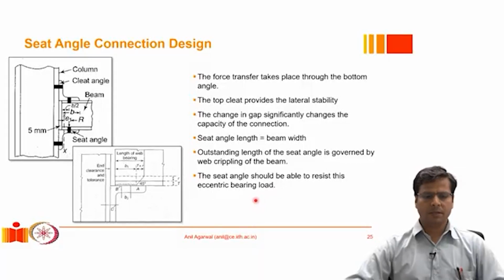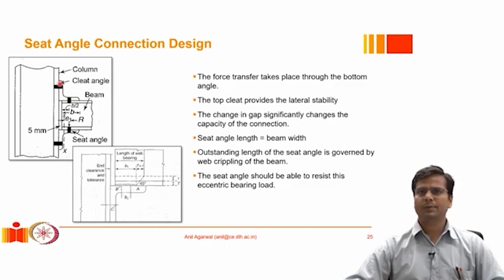So we have just seen how to design a double angle connection including the effect of eccentricities. Now let's also do one example wherein we will solve a simple connection which uses a seat angle. As we had discussed before, in a seat angle type of connection, the angle that is provided at the top is often known as top angle or cleat angle.